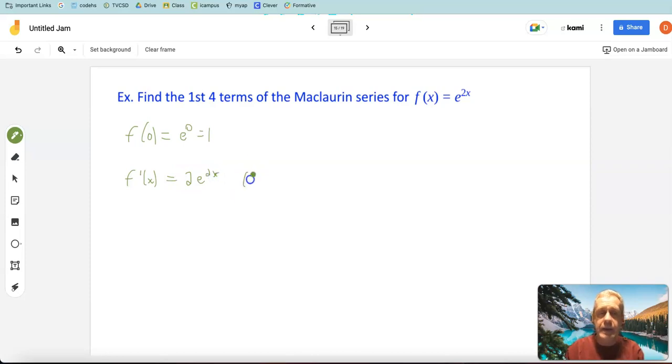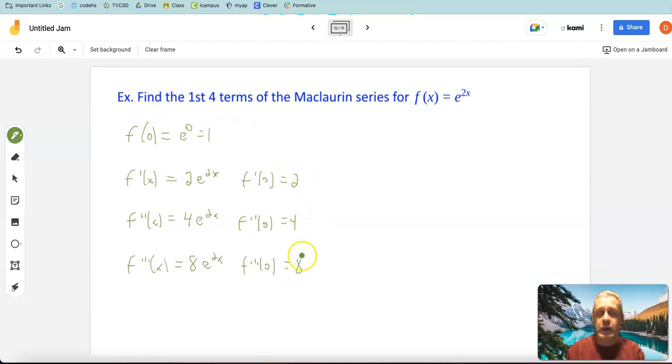And that evaluated at 0 would be equal to 2e to the 0, or just 2. The second derivative of our function here would be, again, we have to apply chain rule, 4e to the 2x. So if we evaluate that at 0, hopefully you would agree that we get 4. And then the third derivative of our function would be 8e to the 2x. And that evaluated at 0, hopefully you agree that would be equal to 8.